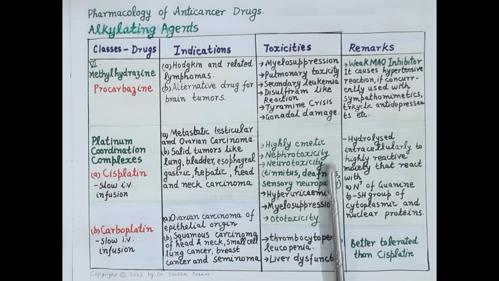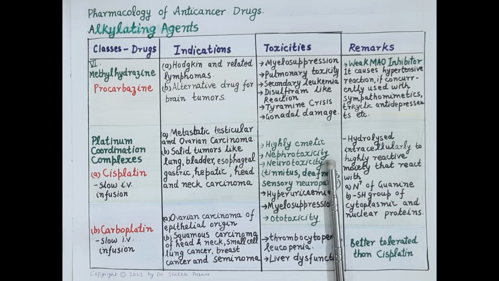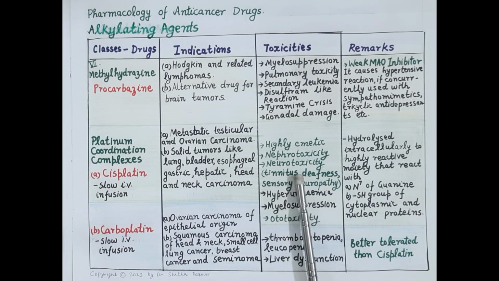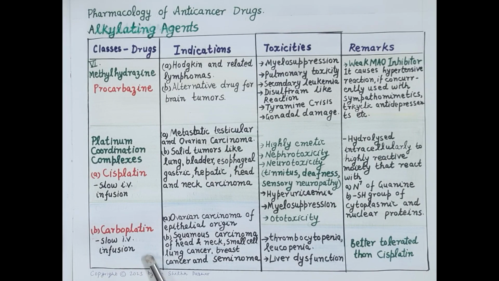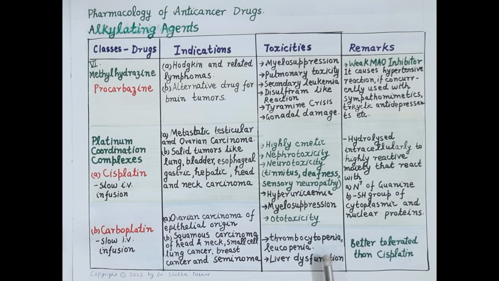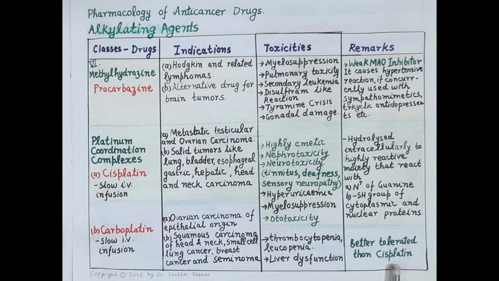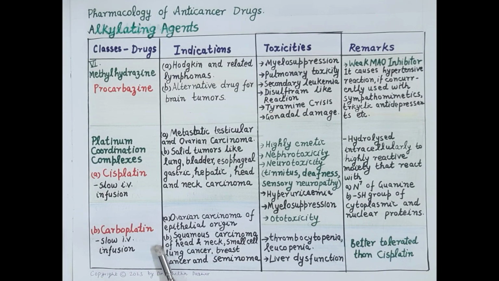Now, the nephrotoxicity, ototoxicity and neurotoxicity are less with carboplatin compared to cisplatin. It also produces mild nausea and vomiting. Now, the dose limiting toxicity of carboplatin is thrombocytopenia and sometimes leukopenia. It can also produce liver dysfunction. So, it is a better tolerated drug compared to cisplatin, as it is less toxic than cisplatin. So this is all about the pharmacology of alkylating agents.